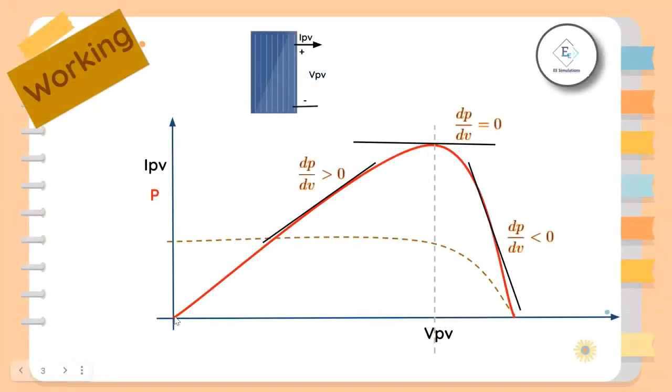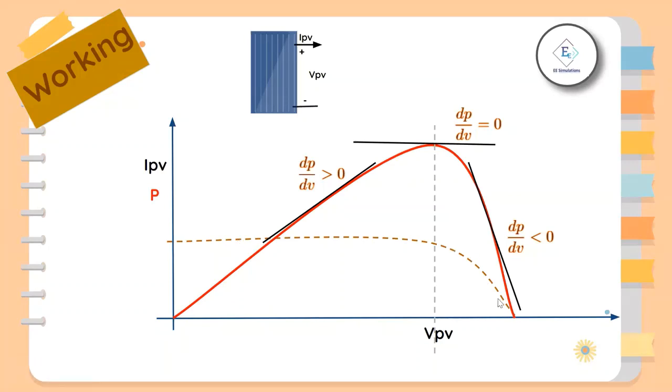So this is the actual VI characteristic of a PV panel or solar panel. You can see this dotted one is the VI characteristic. This axis is for the current, this axis is for the voltage, and this is the VI curve.